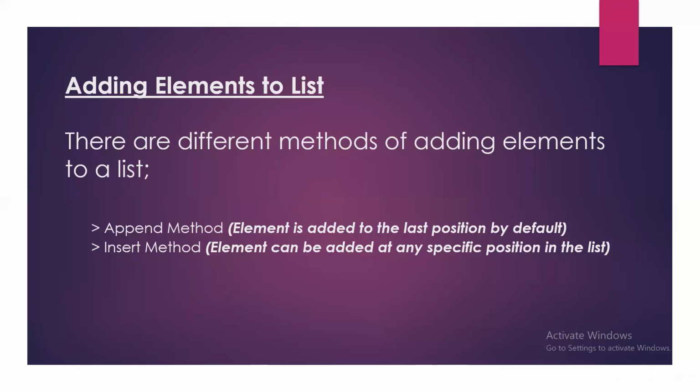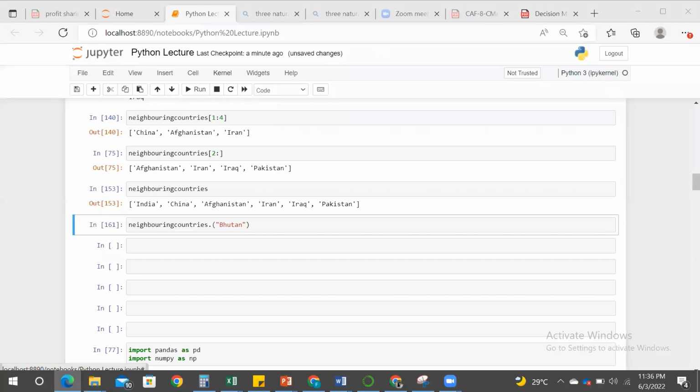So let's go to the Jupyter notebook. So we are on Jupyter notebook, and let's see how we can add new elements to a list by using the append method and by using the insert method.